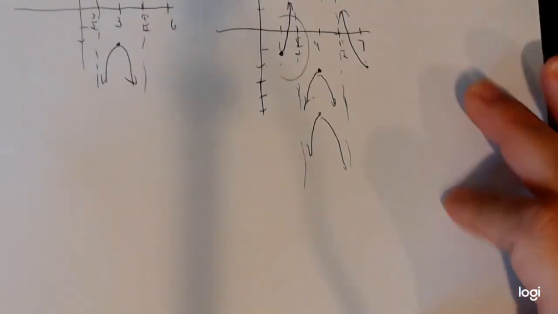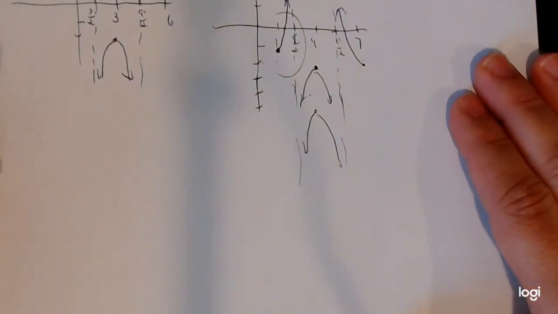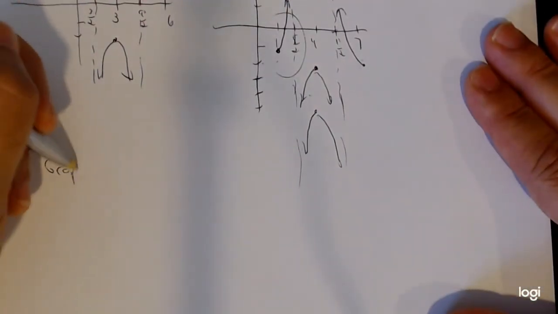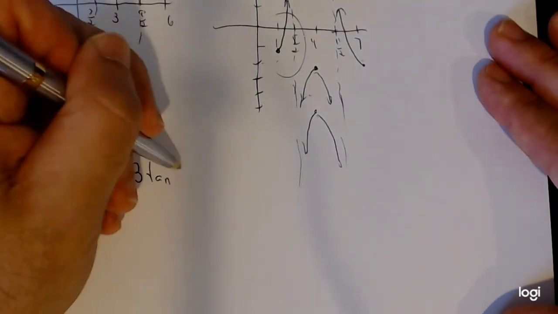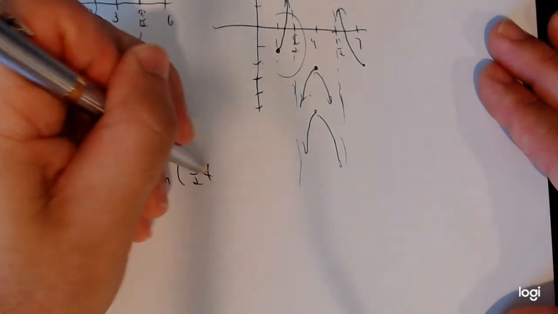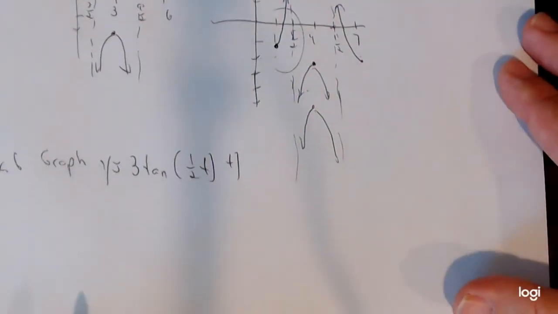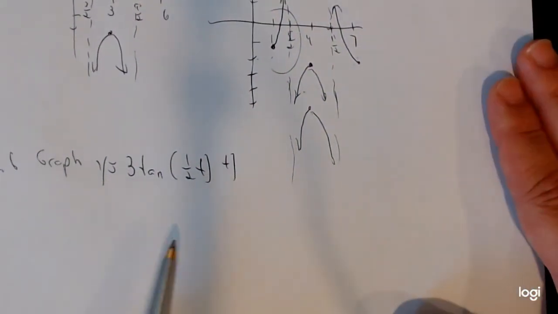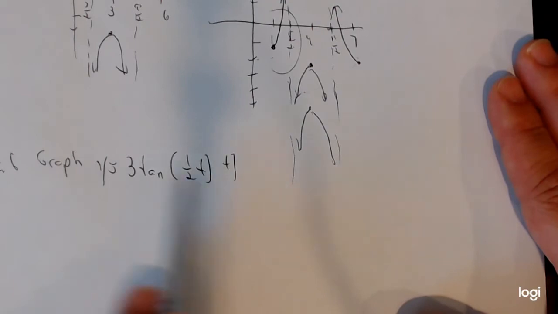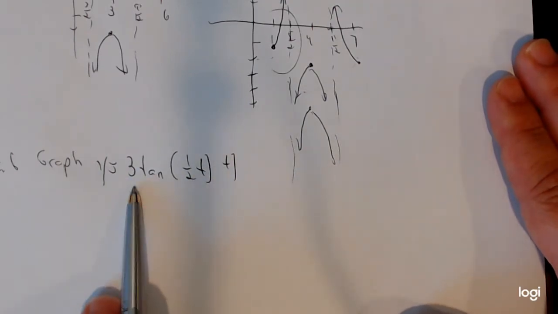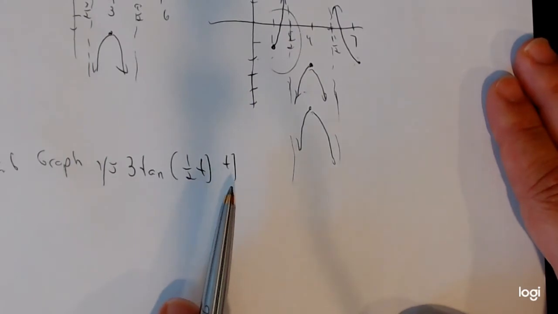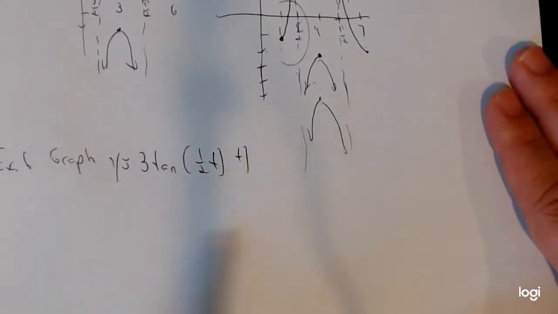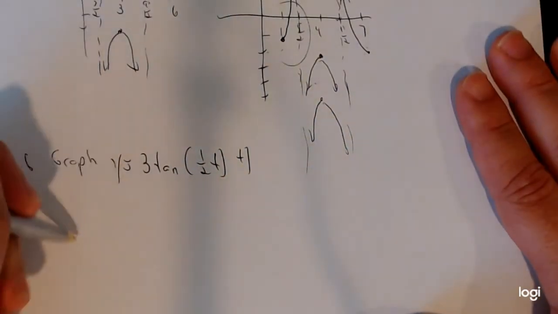So the last example I want to do before I end these notes is graph y equals 3 tangent of 1/2 t plus 1. Once again, by looking at this, I know that I'm going to multiply my y values by 3, my x values by 2, and then add 1 to my y values. So you might want to pause this video and do this on your own, and then press play.